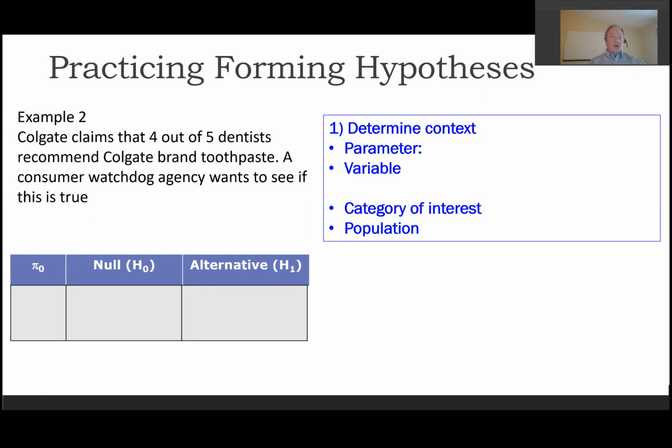So again, we're looking for the parameter. Now, we don't see a mean and we don't see a percentage, but we see a proportion, 4 out of 5. So again, we know we're looking at a population percentage. That's why sometimes it's called population proportion. A proportion is just kind of a rate, right? Percentage of what? The percentage that recommend it.